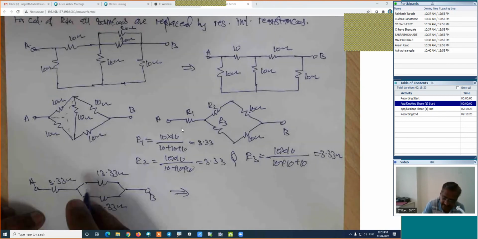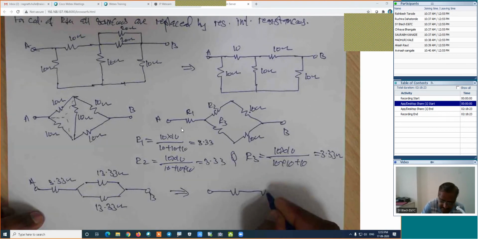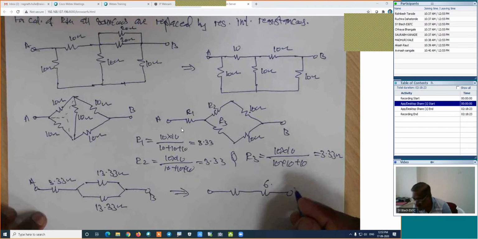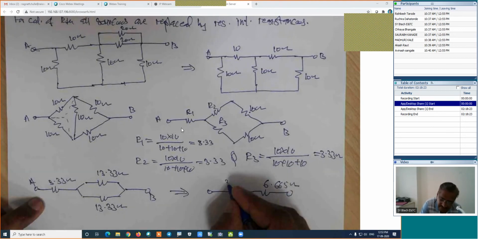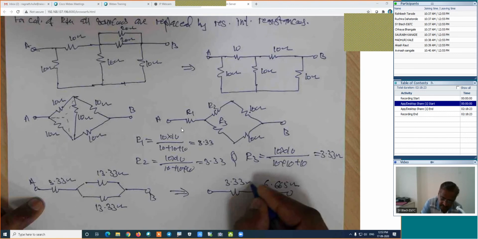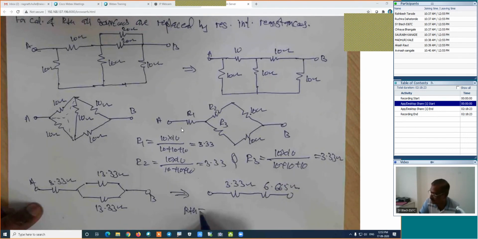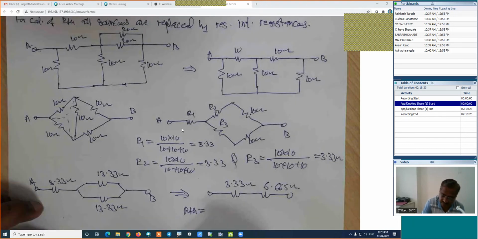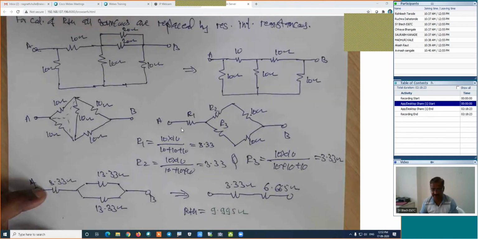This parallel combination is something like this. This is 6.665 ohm, and this value is 3.33 ohm. Now RTH is equal to 3.33 plus 6.665, which is 9.995, or about 10. This 9.995 ohm is the RTH.